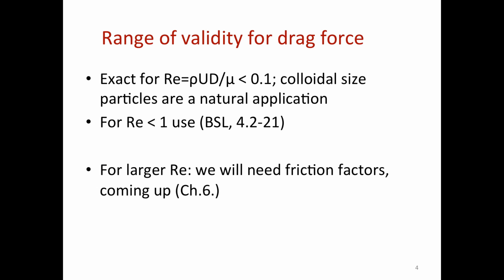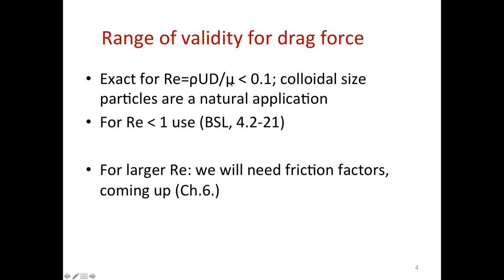The range of validity is essentially rather small. It's for Reynolds numbers less than 0.1. Those are the Reynolds numbers where I actually ensure that I have laminar flow around the sphere. As I get to larger Reynolds numbers, there will be small eddies ahead and behind the sphere that will disturb the flow. My Reynolds number is ρ u times the diameter of the sphere, divided by μ.